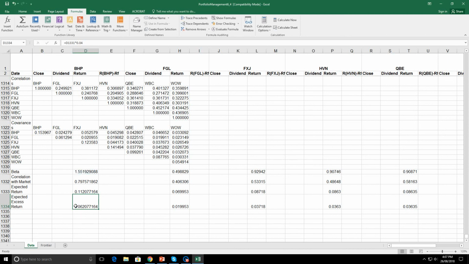So now we have all the inputs to calculate an efficient frontier and to derive an optimal risky portfolio, which I will be discussing in the next video.